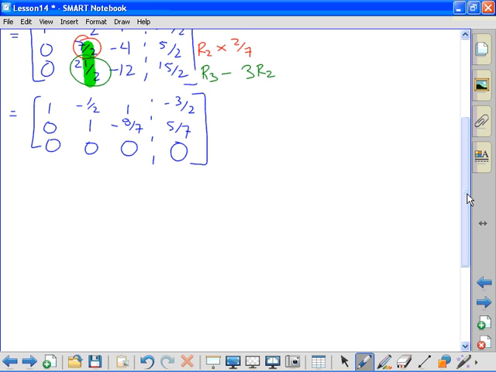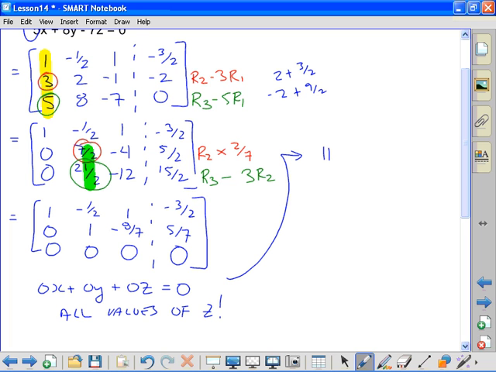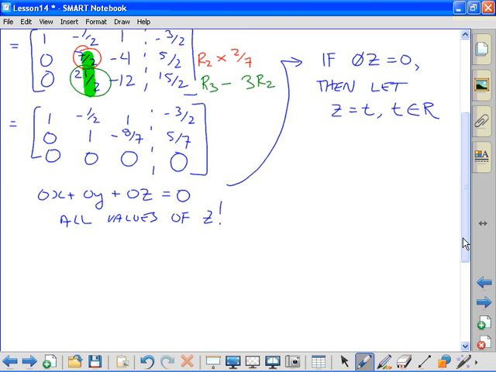So what's happened now? I have 0x plus 0y plus 0z equals 0. So what value of z makes this true? And the answer is all values of z. So basically, you can pick any value you want for z. So if 0z equals 0, then let z equal t, where t is any number in the world. Okay? So t is any number in the world. You can pick whatever you want.